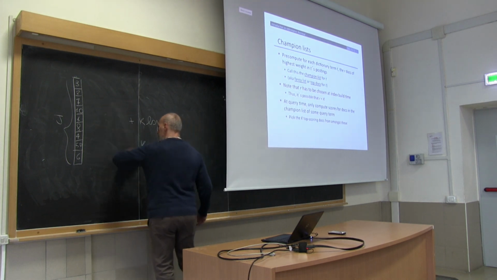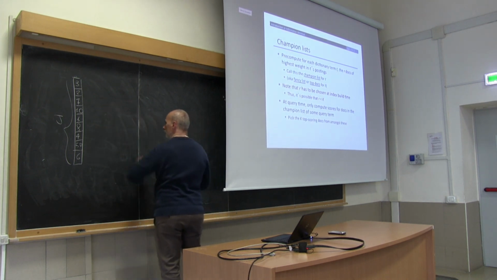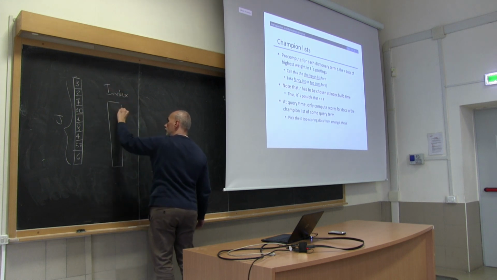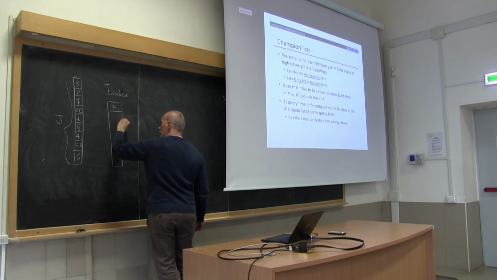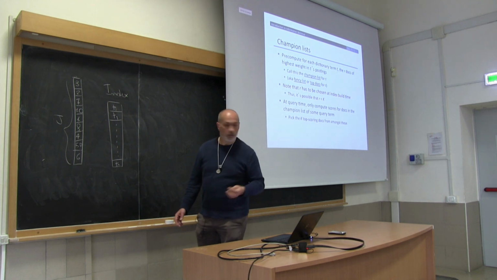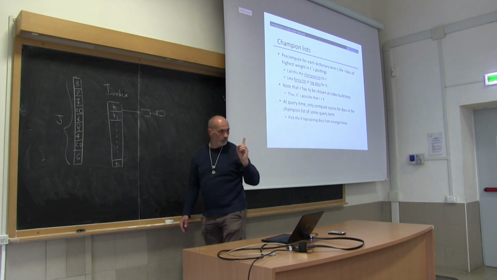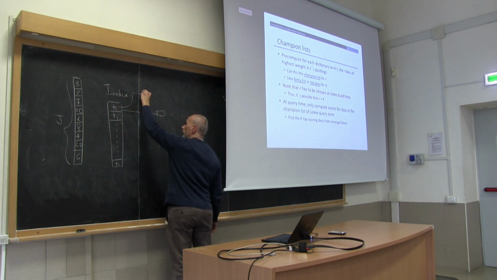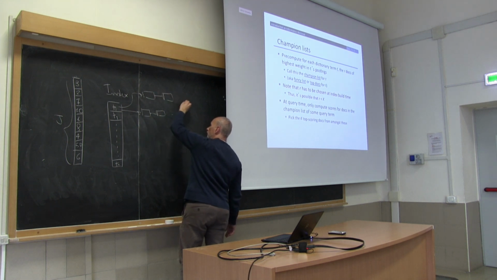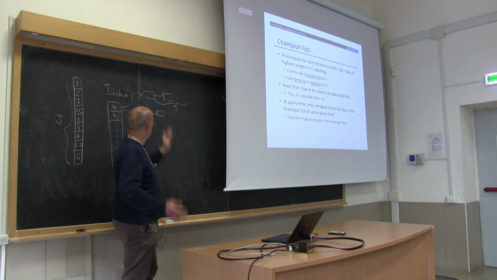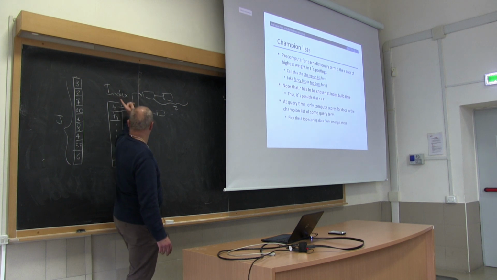So this is your index of the terms. Then for every term you have the standard posting list, plus you have a champion list. The difference is that the champion list contains only R documents, and these are the top R documents for this term.